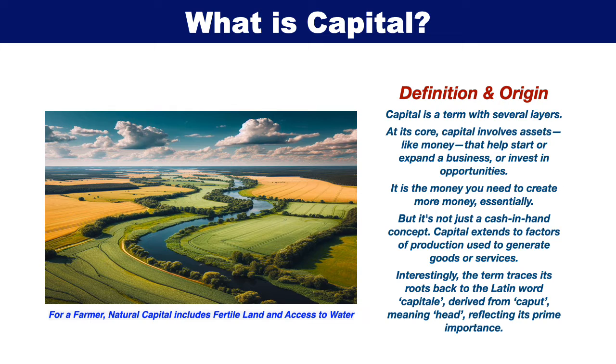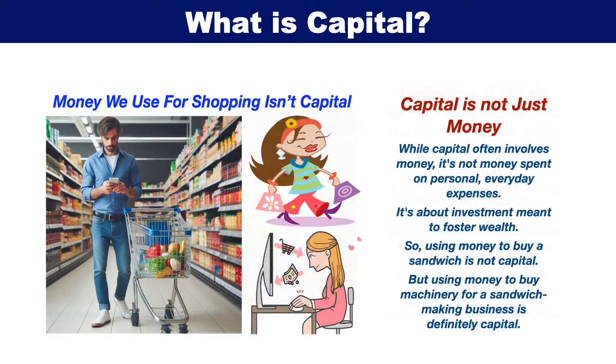Capital extends to factors of production, used to generate goods or services. Interestingly, the term traces its roots back to the Latin word capitale, derived from caput, meaning head, reflecting its prime importance. While capital often involves money, it's not money spent on personal, everyday expenses. It's about investment, meant to foster wealth. So, using money to buy a sandwich is not capital. But using money to buy machinery, for a sandwich-making business, is definitely capital.